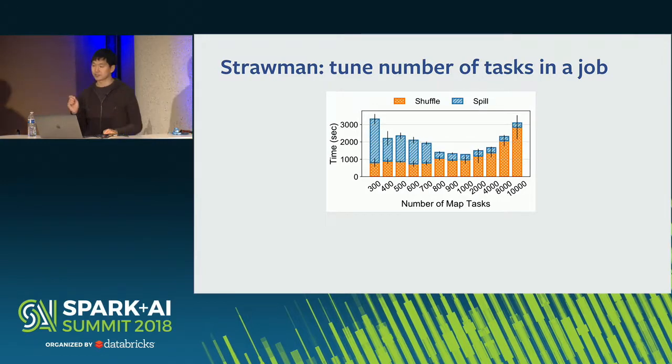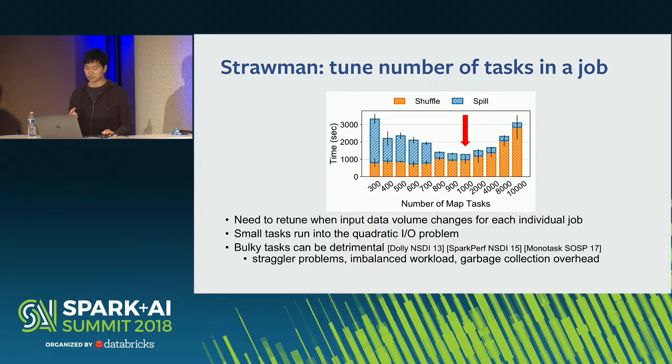For spills, it grows in the opposite direction. The more you make the tasks larger, so the number of tasks smaller, you end up doing more spill I/O, and that adds to the time in your job. So you could say the sweet spot for this job would be at around 1,000 map tasks. But it's not very practical to do this kind of tuning for every single job that we're running in Facebook. It's also very difficult because the data volume, even for periodic jobs, could change, and then the sweet spot would change.